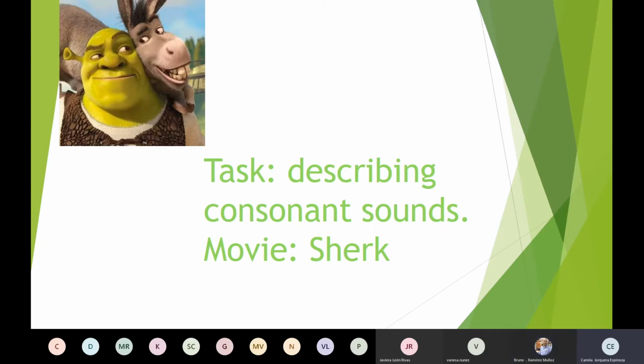I chose Shrek for this homework. And we are going to watch the video.